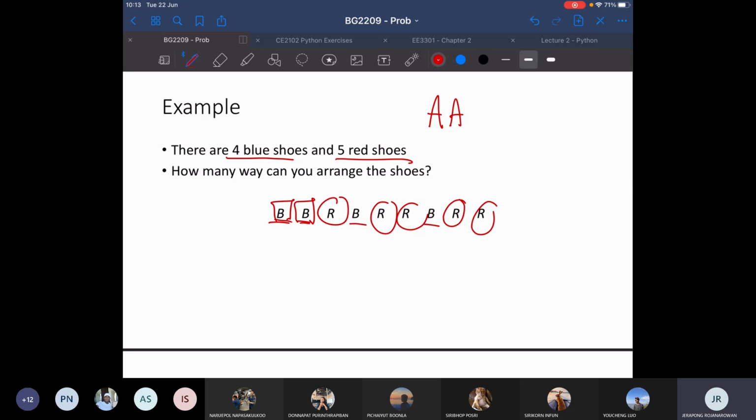Okay, now we have duplications, right? So you cannot think like that. What you have to do is, okay, now I'm going to focus on maybe the blue. Okay, now you focus on the blue.